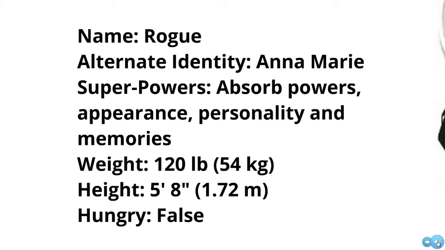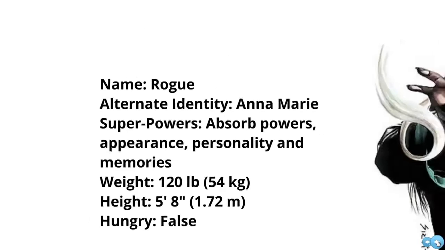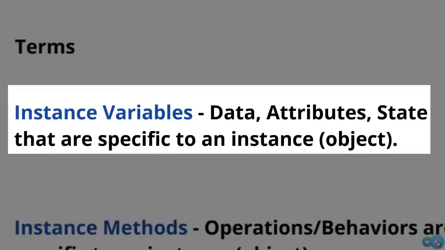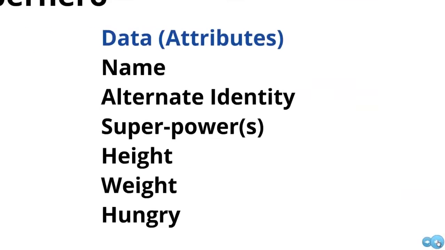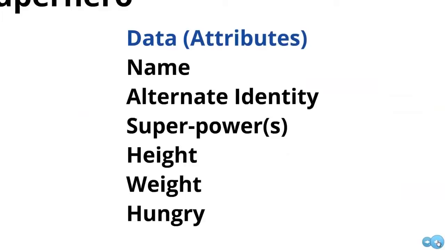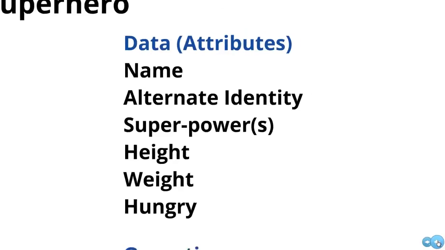Okay, so now that we have a good grasp, hopefully, of what an object is and what a class is, I want to look at some specific terms that you'll often see when you're dealing with object-oriented programming in terms of defining a class. The first term that we're going to look at is this idea of instance variables. We've seen instance variables. We just called them data or attributes or state information that is specific to an instance. If we go back to our superhero example, whenever we were listing out the name, the alternate identity, superpower, height, weight, hungry, all those things were instance variables.